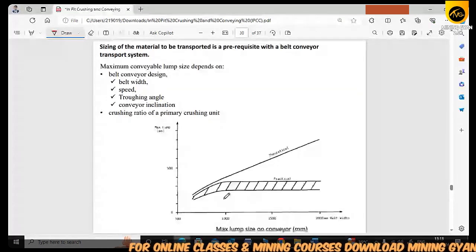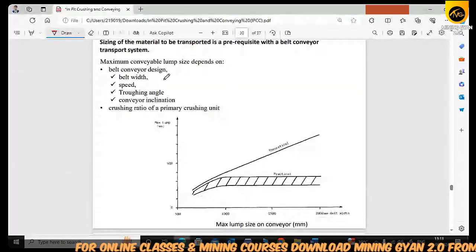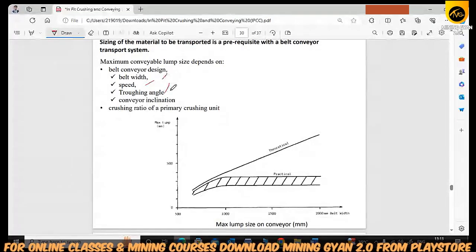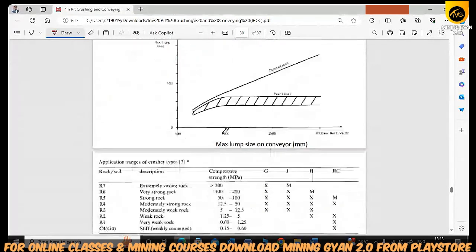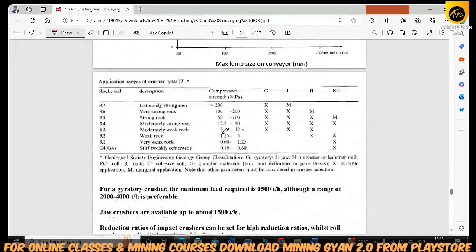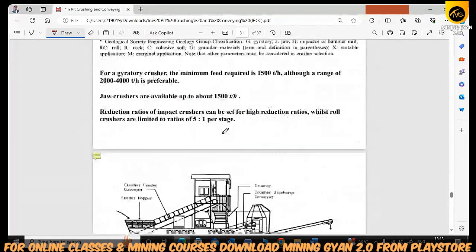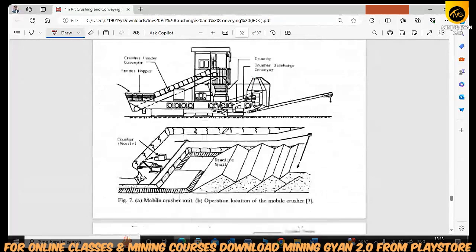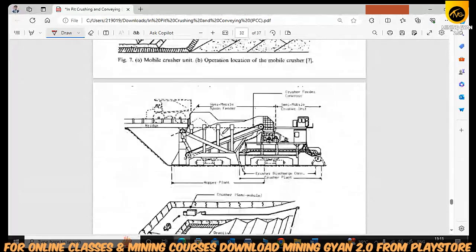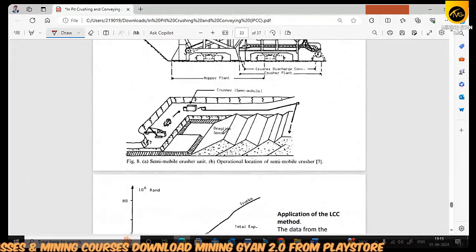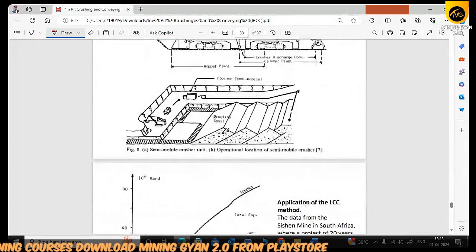The maximum conveyable lump size depends upon the belt width, speed, and angles, meaning at what angles you are operating, conveying inclinations, and crushing ratio. These are the important parts of effective sizing. These are the application range. Basically, these are data that we do not need. Overall, this covers the pressing systems, semi-mobile and fully applicable.